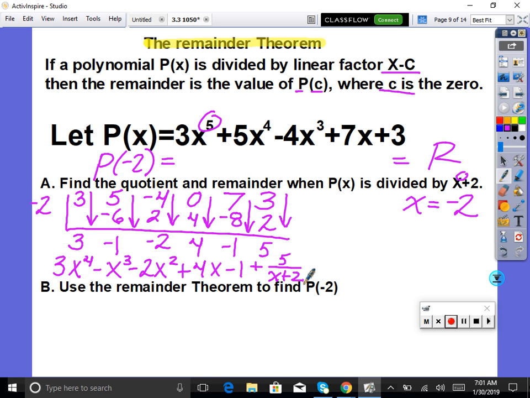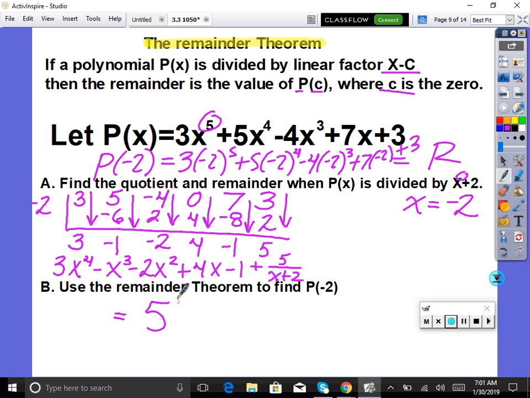So it says find the quotient and the remainder. We've done that. Now it says use the remainder theorem to find p of -2. What do we already know that when we plug in -2, what answer are we going to get out? 5, right? So we can make sure we've done it right. We'll go ahead and plug it in. So right here, 3 times -2 to the 5th plus 5 times -2 to the 4th minus 4 times -2 cubed plus 7 times -2 plus 3. And you would type it into your calculator, and guess what? It calculates to be 5.